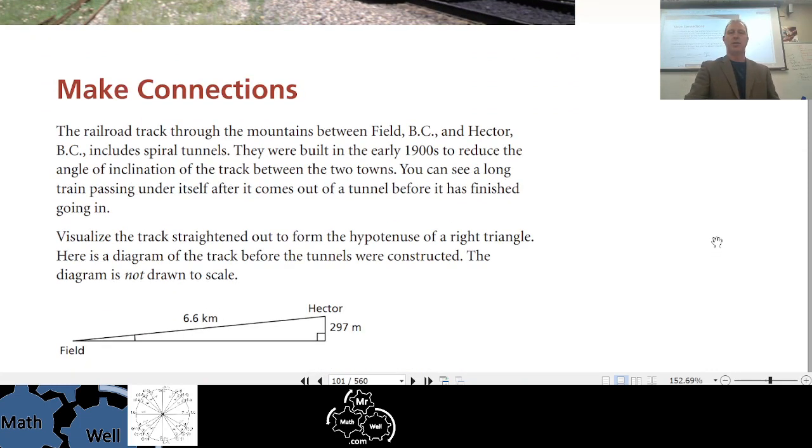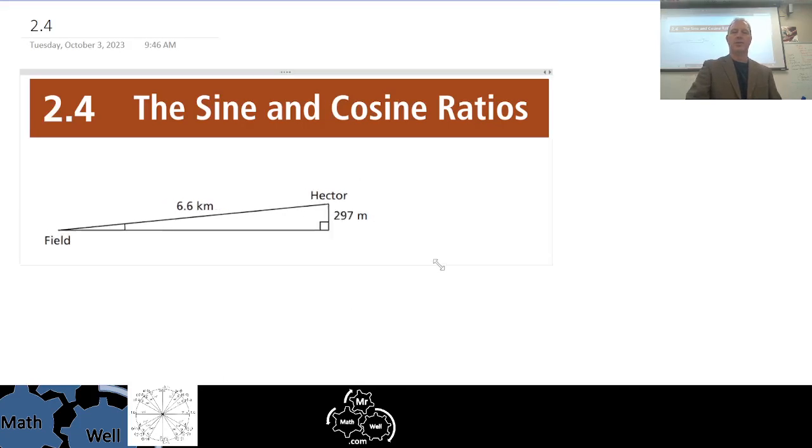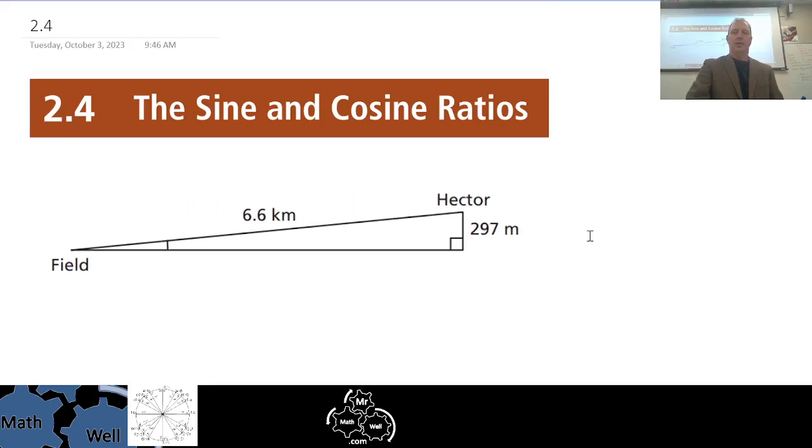Visualize the track straightened out to form the hypotenuse of a right triangle. So in reality, it's not like this, but we could stretch it out and draw it that we have a town here and a town up here, and the track itself, being 6.6 kilometers, covers an overall difference in elevation of 297 meters. So I have this up in the notes here, so let's take a look at this. If you want to just take a moment to sketch that triangle, we're going to work with this.